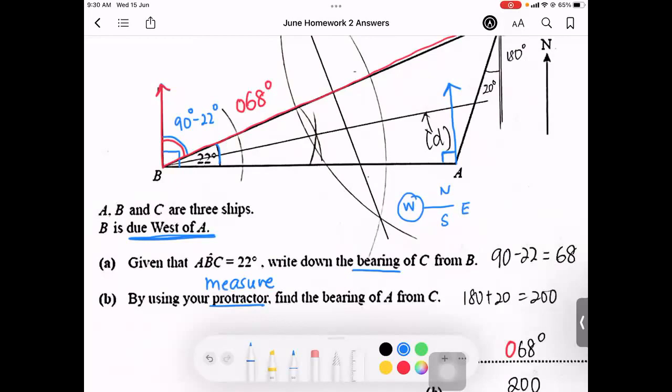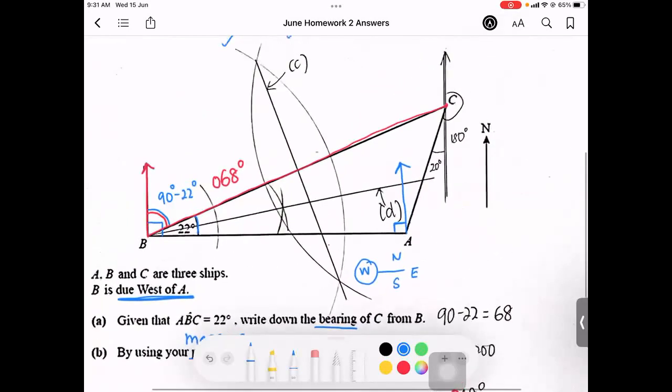Sometimes the question is not to scale. When it's not to scale, they will ask you to calculate. They will ask you to find. They will not ask you to measure. Then you cannot measure it. So not every bearing questions can measure. Okay, they only depend on usually construction questions. Then they will ask you to measure.